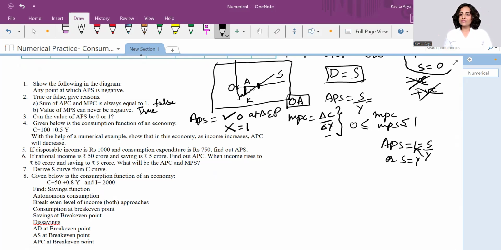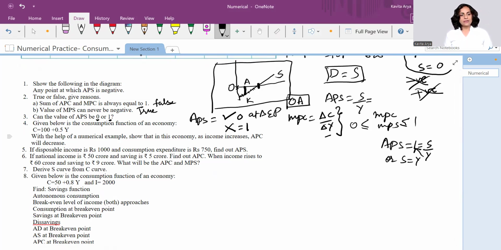What would you have for your consumption? Because consumption has to happen. Though it may be a bare minimum level, but it has to happen. Consumption is never 0. It's positive always, irrespective of 0 level of income. So APS can be 0, but it can never be 1.